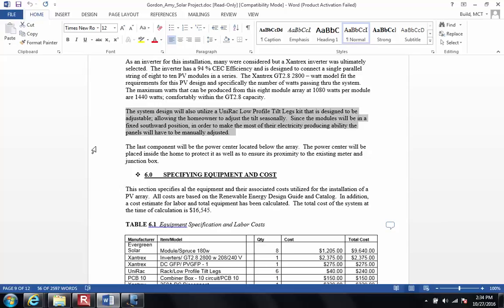I know at least during our practicum that was the case. There was a difference of about $32 over the 30-year lifespan of the system, depending on whether we tilted and adjusted the panels annually or left them flat. So definitely something to look into when you do this.